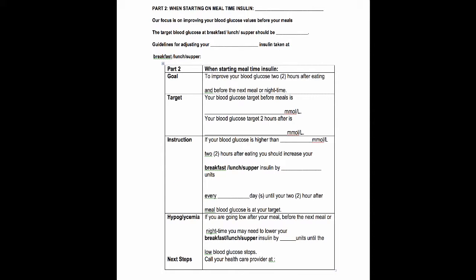So if they're filling this out with you, you're going to really see if they understand this concept or not. So hypoglycemia, if you're going low after a meal or before the next meal or nighttime, you may need to lower your breakfast, lunch, supper insulin by however many units until the low blood glucose stops. And then once again, the next steps, call your healthcare provider at your phone number, if they need any assistance with this.